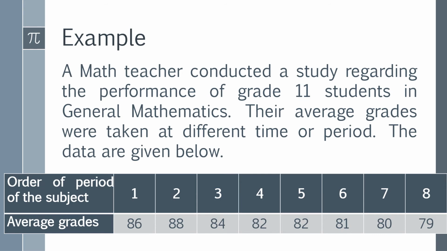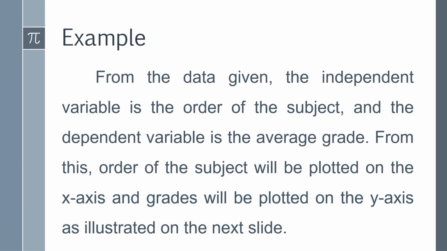Now, from the data given, the independent variable is the order of the subject. It does not depend on anything. And the dependent variable is the average grade. The question here is, how are we going to plot this in a scatter plot? So from this, order of the subject will be plotted on the x-axis and the grades will be plotted on the y-axis, as illustrated on the next slide.